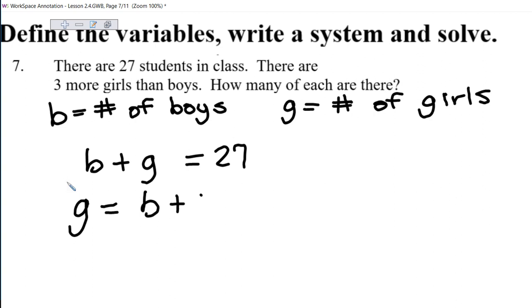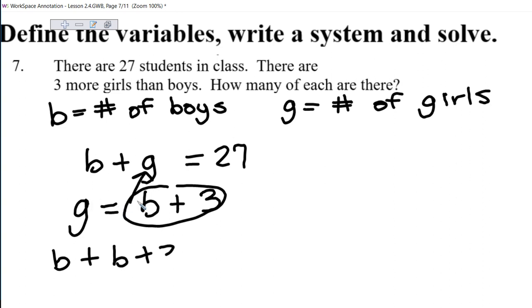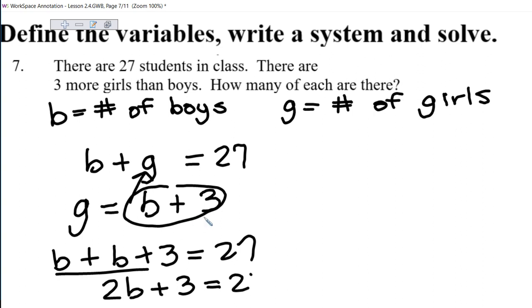Okay, what should I circle? The B plus 3. When I draw my arrow to the other equation, do I draw the arrow to the B or to the G? To the G. So this gives me B plus, instead of G, what do I replace it with? B plus 3 equals 27. B plus B, 2B. Subtract 3 from both sides. What's 27 minus 3? So 2B equals 24.